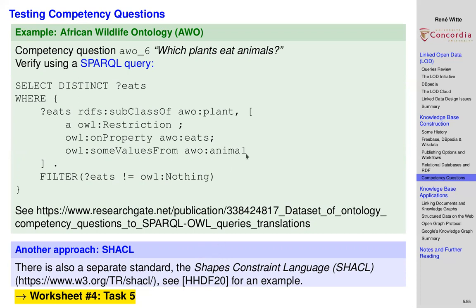But what we are going to do for this course and for the project is the approach of writing down competency questions and testing them with a SPARQL query. As a first small exercise, please go to the worksheet and work on task number 5, where you have to write a simple competency question and a corresponding SPARQL query.